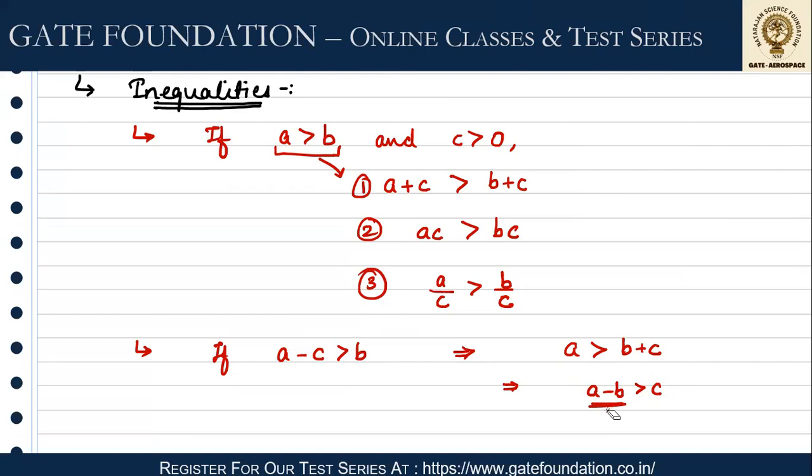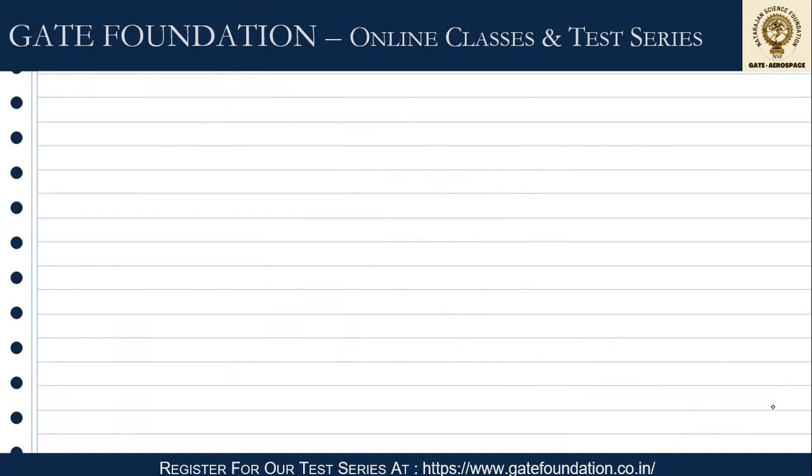For example, if I make a negative and b positive, this becomes b minus a. In that case, the sign also changes from greater than to less than, and it becomes c. Right. So changing the sign on one side also changes the sign of inequality. Right. This is the result of changing sign. Right. Let's take the next case.